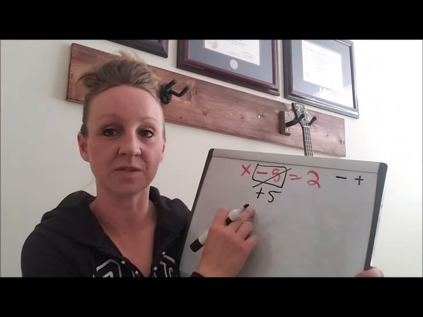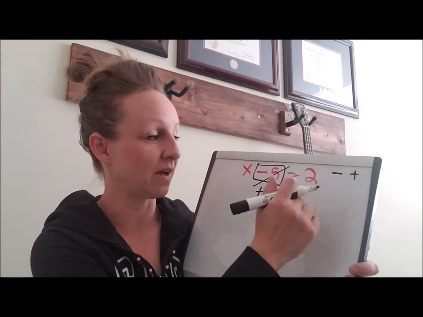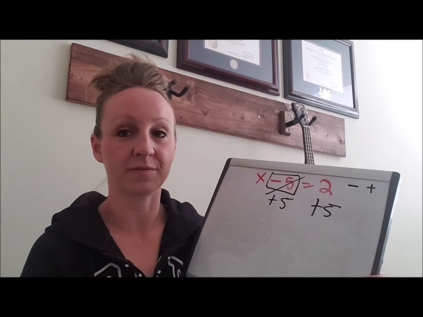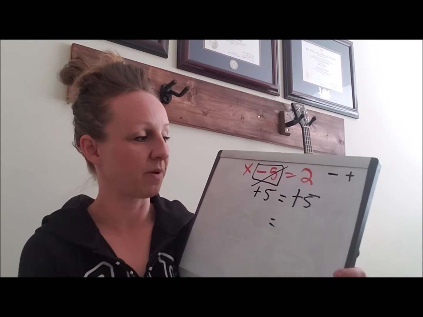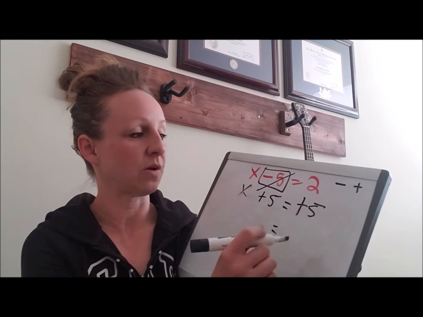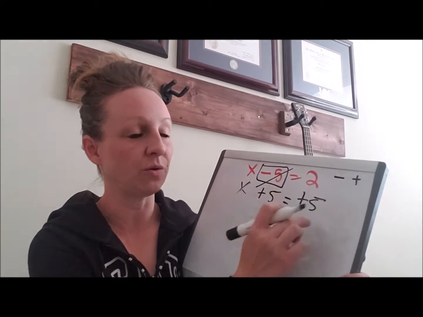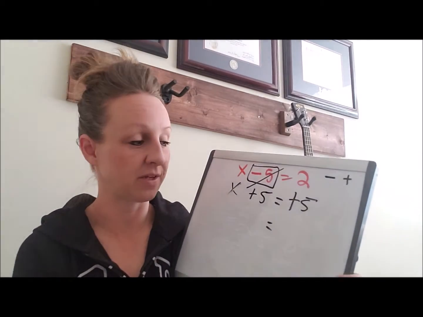Whatever's on this side of the equal sign, I have to do on this side of the equal sign. So I'm going to go plus 5, and have my equal sign in here. Let's now figure out what is 2 plus 5. 2 plus 5 is 7.